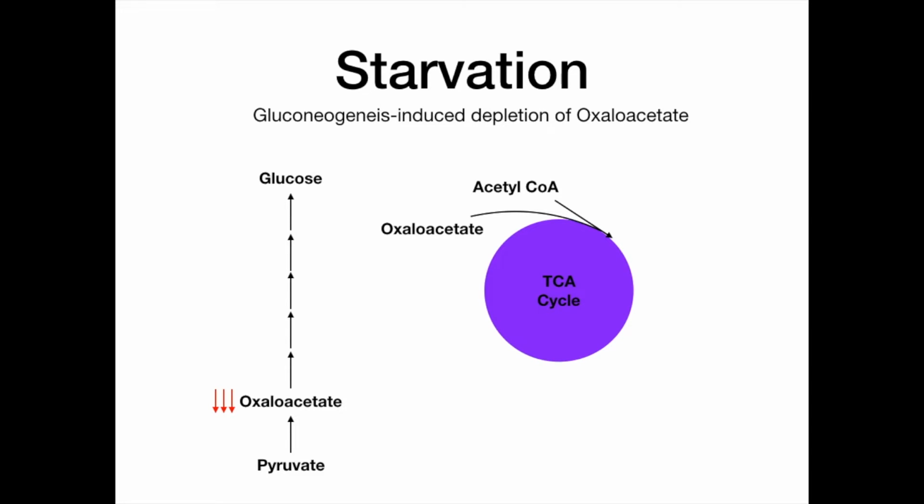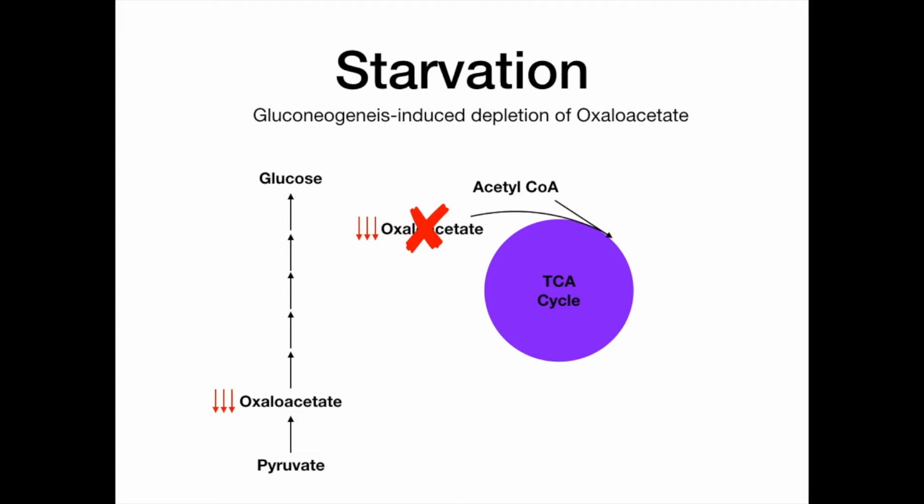So because oxaloacetate is depleted, the TCA cycle cannot work. It absolutely cannot work. Now, if the TCA cycle cannot work and you can't produce energy from the TCA cycle, then the body needs another fuel source. And that is where ketones will be formed, because ketones can act as fuel when other fuel sources cannot.